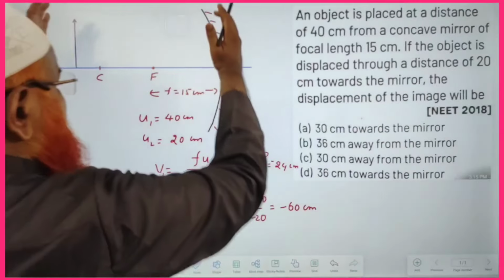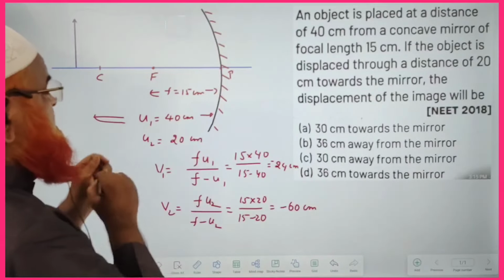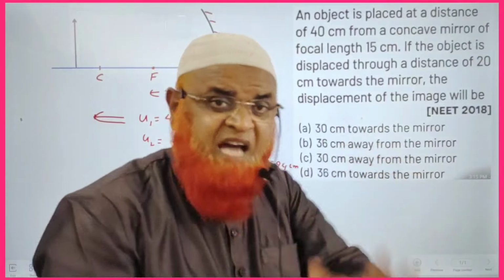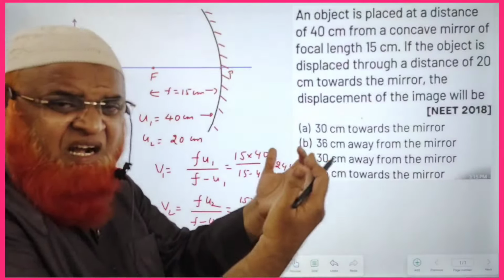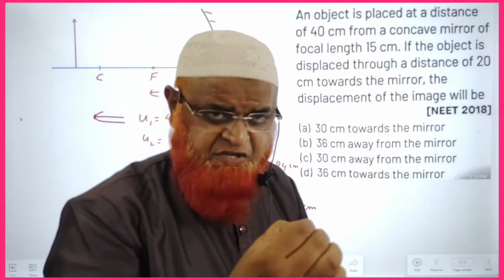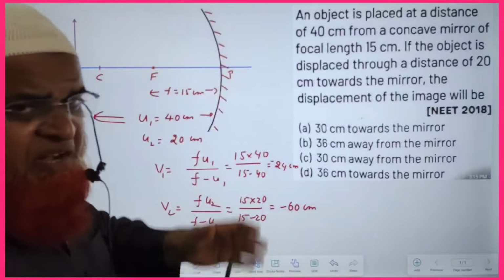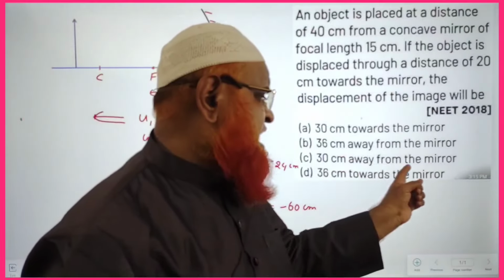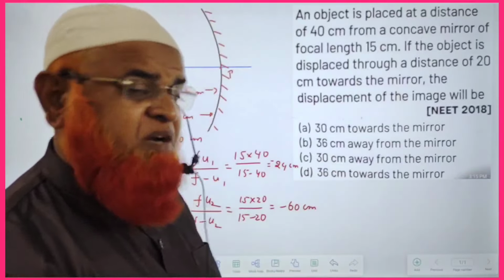Now, if this is an object distance which is taken as u1, which is 40 centimeters here, and slowly the problem says that the object has been shifted toward the mirror, then what happens to the image? You should know that when an object is shifted towards the mirror, the image is moving away from the mirror. That we know already. But what is the value? That we have to find out.